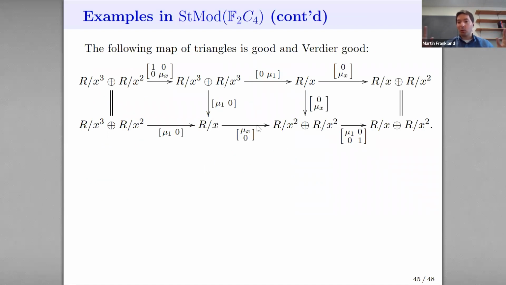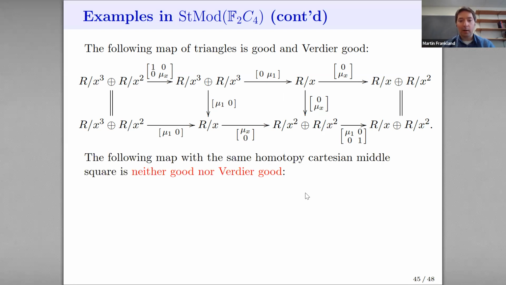All right, let's start with a warm-up, gentle example. Here's a map of triangles, and it's exactly the one you would expect if everything goes nicely. It's exactly the map you would hope for, and it's good and Verdier good, no problem there. All right, now let's play a game. I'm going to show you a very similar picture, but there will be one subtle difference. Can you spot it?